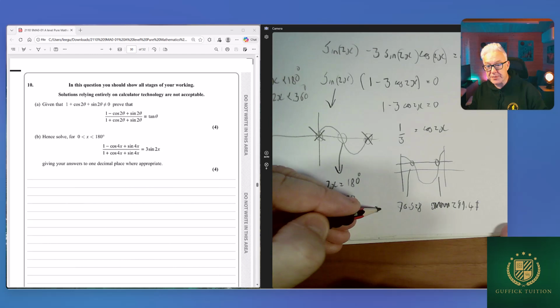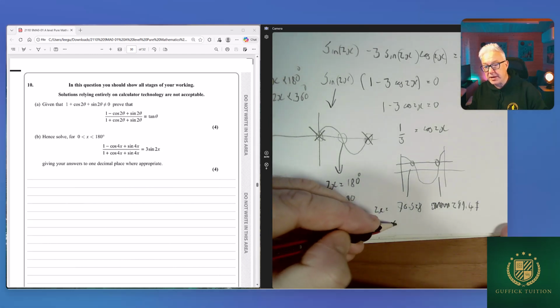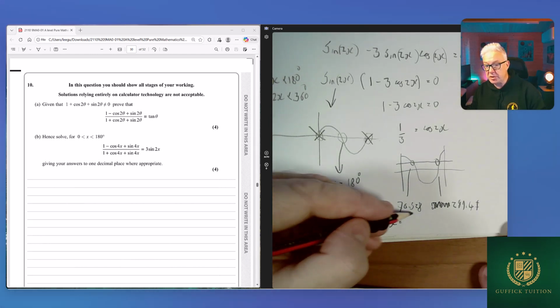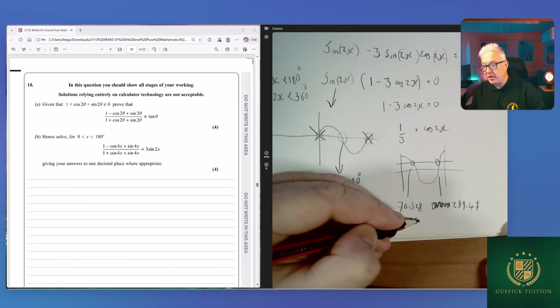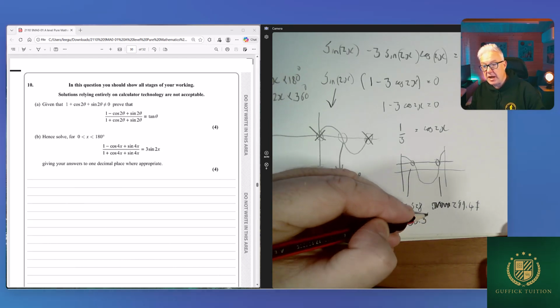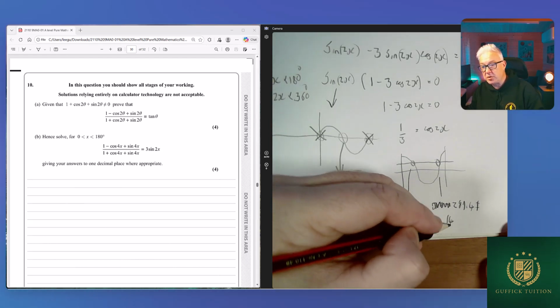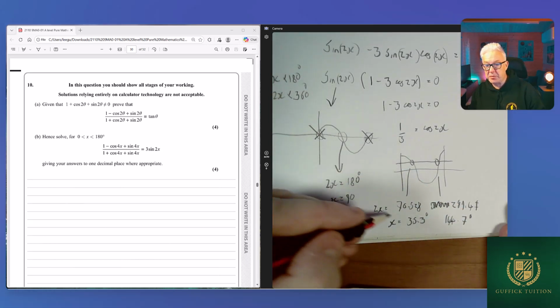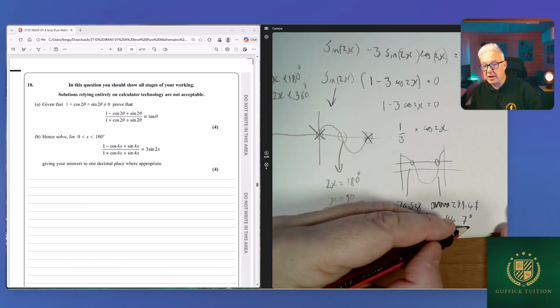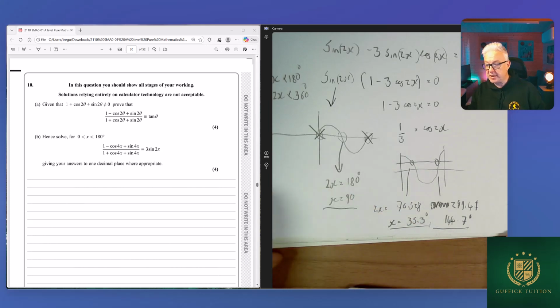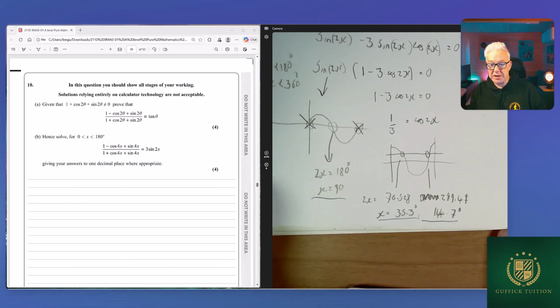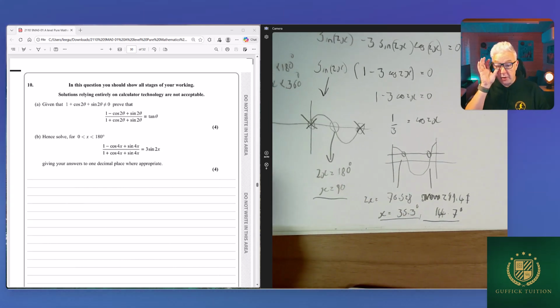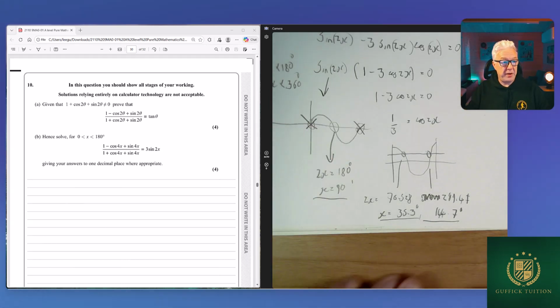Remember, both of these correspond to my 2x. So therefore for my x, I'm going to need to divide by 2, which gives me 35.3. And then this one divided by 2 is going to give me 144.7 when I give my answers to 1 decimal place, because that's what the question is asking for. So that's our answer. Our 3 solutions to this equation are 90 degrees, 35.3 and 144.7. Perfect. I hope you found that useful.